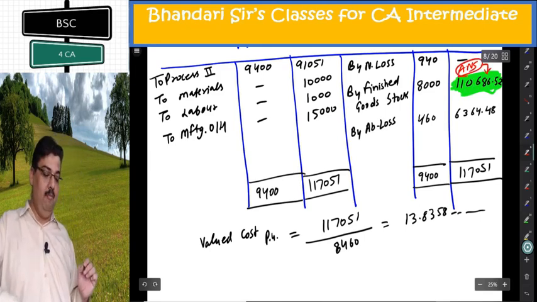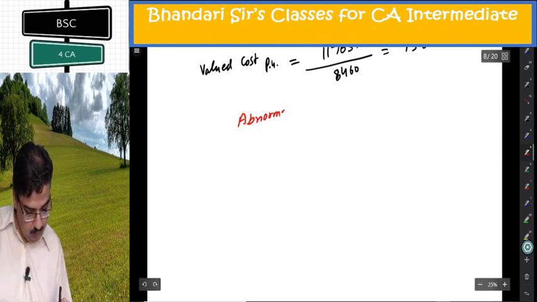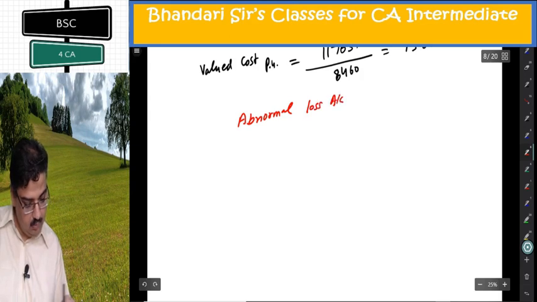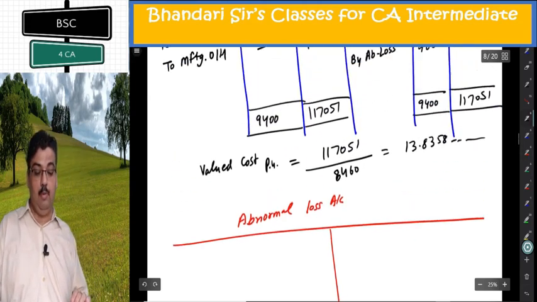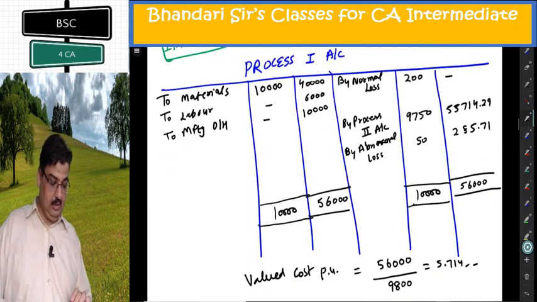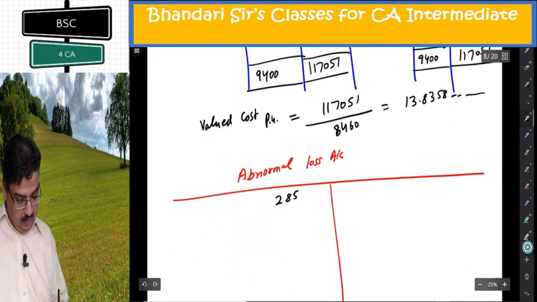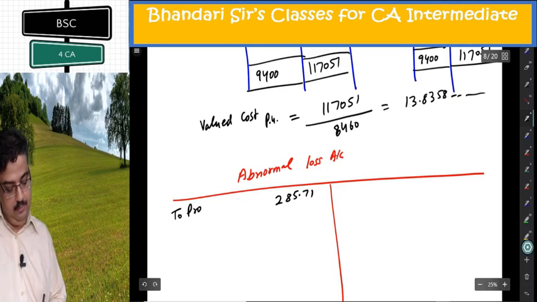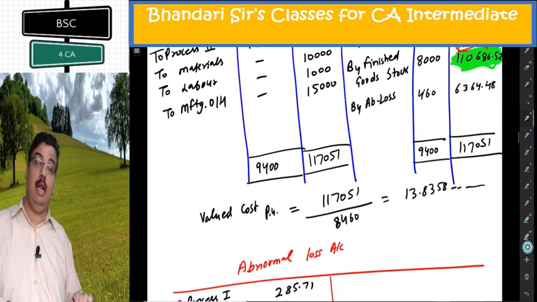For your knowledge, I am making two accounts. One is abnormal loss account and one is abnormal gain account. Abnormal loss account comes from two accounts. First process 1, 285.71. To process 3, 6364.48. It did not come in process 2, so process 2 will not feature. In process 2 there was abnormal gain. I will make a separate account for this.